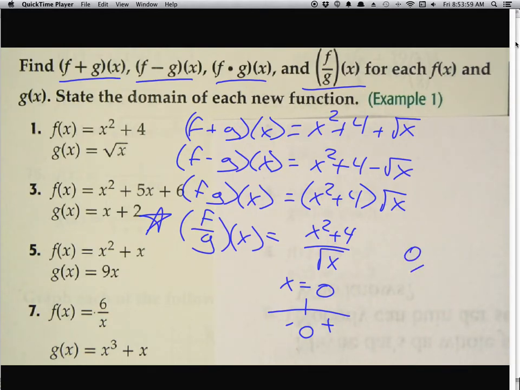Parenthesis or bracket on the 0? Parentheses. Why? Because it's in the denominator. Alright, that's the answer I'm looking for, because the radical's in the denominator. That's what I want to hear. Okay? So, you're adding, subtracting, multiplying, dividing your functions, and then you're giving me the domain of the division. Alright, let's do one more.